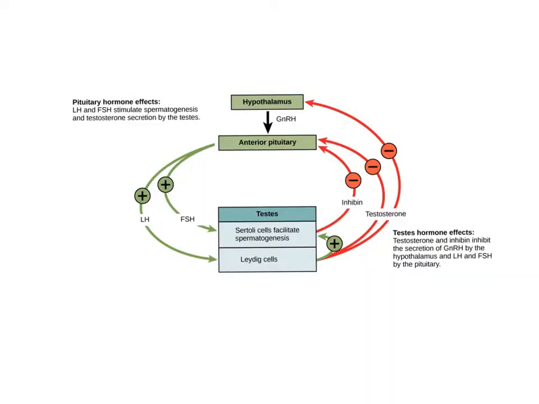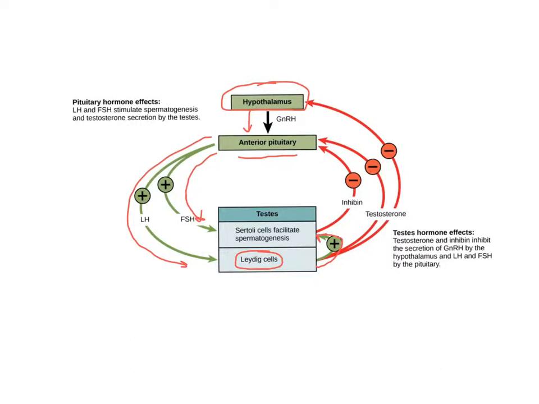All right, so here's a little diagram that basically just shows you what I just talked about. It all starts with the hypothalamus in the brain releasing GnRH, or gonadotropin-releasing hormone, that stimulates the anterior pituitary, the front part of the pituitary, to release both the hormones, LH, luteinizing hormone, and FSH, follicle-stimulating hormone, and that stimulates the Leydig cells to produce testosterone, and it's testosterone which facilitates or speeds up the spermatogenesis, the production of sperm.